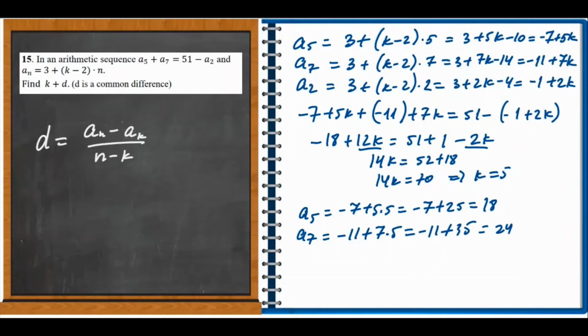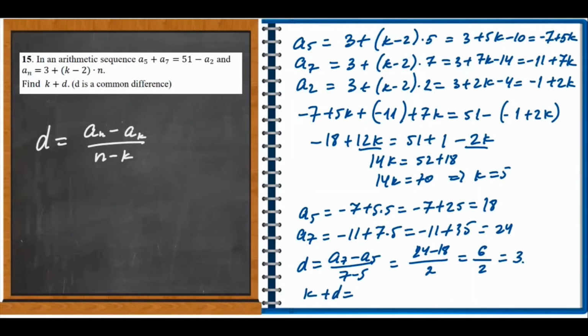Now we will write D is equal to A7 minus A5 over 7 minus 5, which is equal to 24 minus 18 over 2. Now 24 minus 18 is 6 over 2, that's 3. The correct answer for D is 3. Now we must find K plus D. That's going to be 3 plus 5, it's equal to 8. The correct answer is 8.